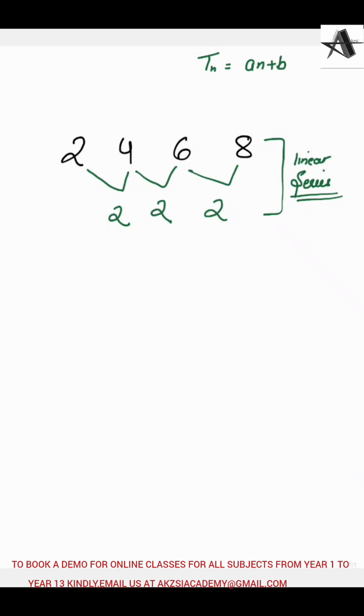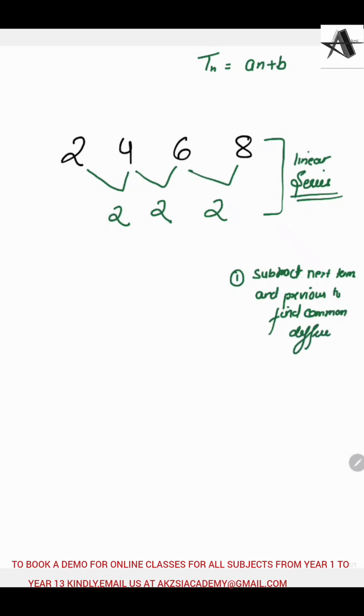First step is to subtract the next term from the previous term to get the common difference. Now this common difference is equal to a. So a is equal to 2. Okay, now we are done with finding a. Our aim is to calculate b now. Once we have a, I can write it like this.